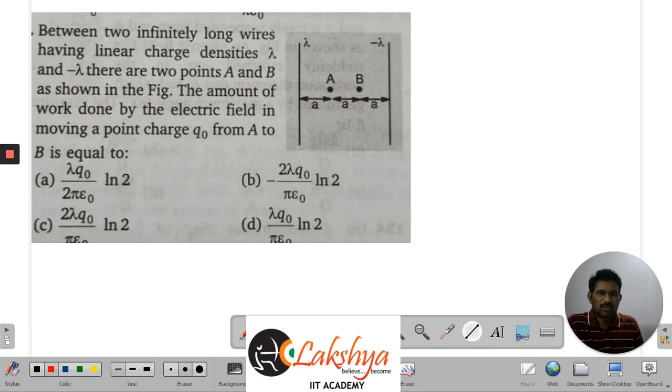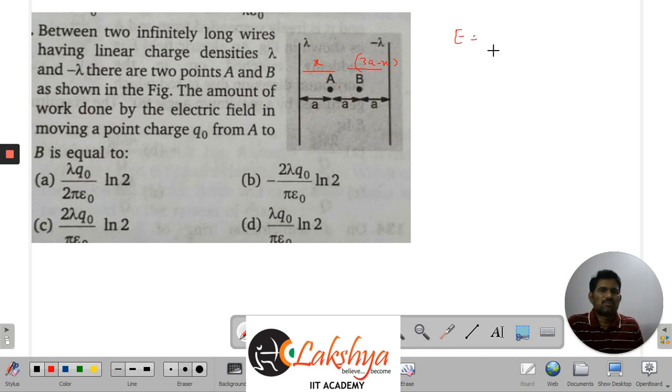In between this, I am taking one point here. It is at a distance of x from this wire, for example. Then this distance I am taking as x, and the remaining distance will be 3a minus x. So at such a point, I am writing the field.